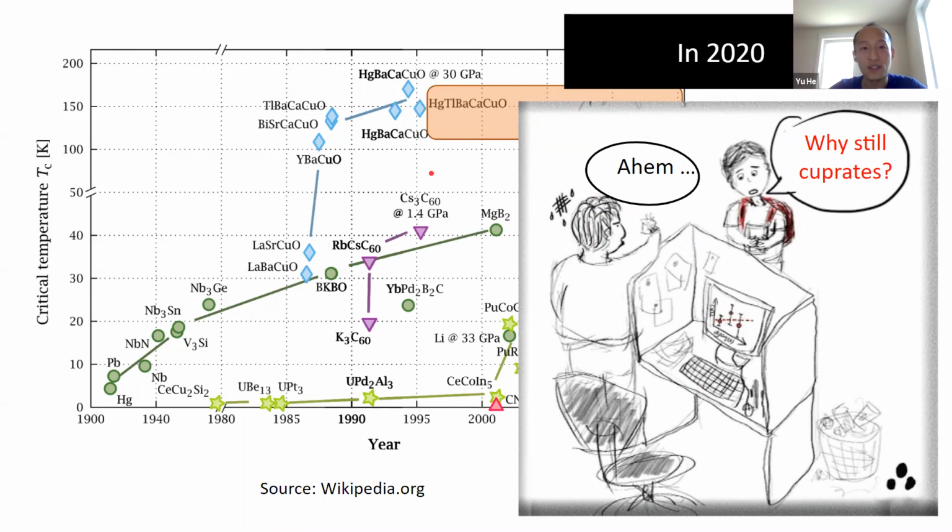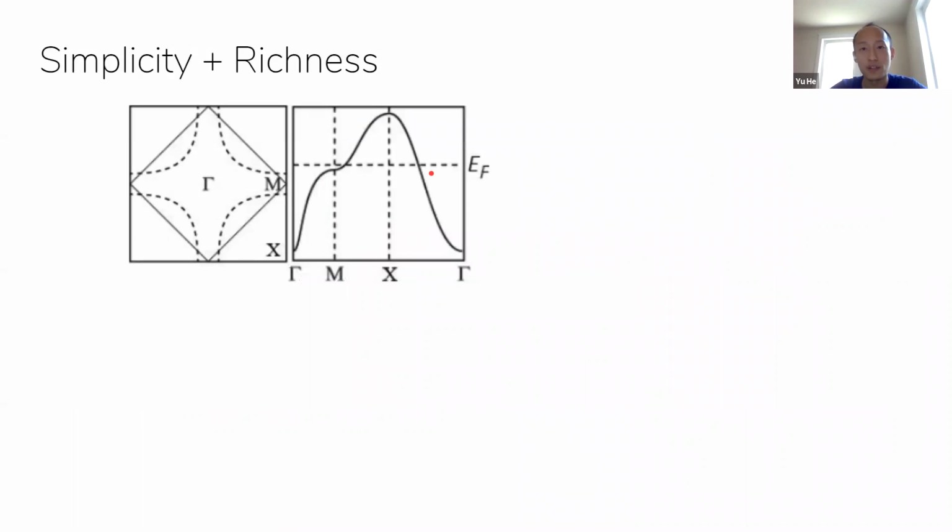So I would make it a case. Here's the manifesto. First off, I think cuprate has such a long research lifetime, not because it's hard. On the contrary, it's partly because it offers one of the simplest tight-binding electronic structures among all the gazillions of quantum materials out there.